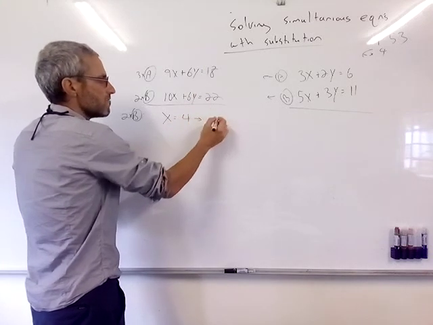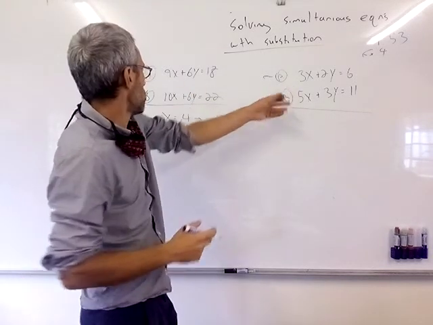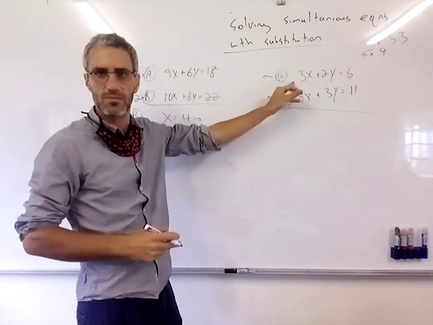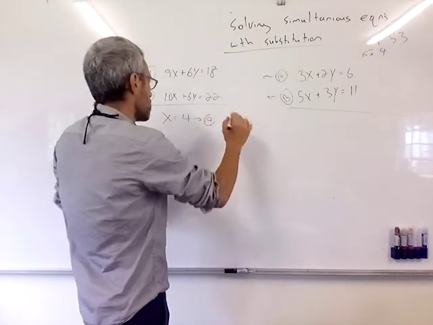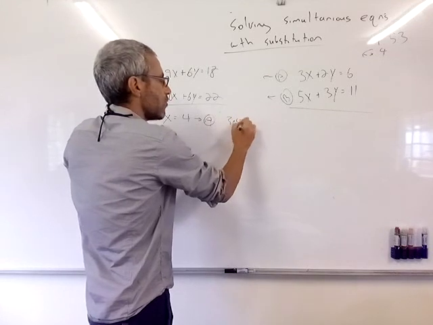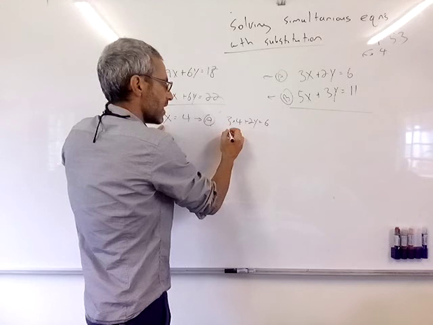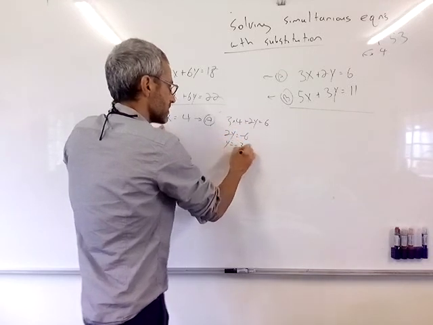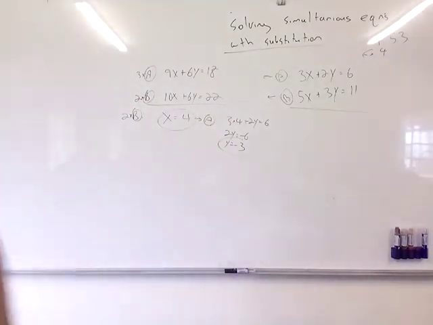That's sorted. We find y by substituting into one of the equations. You can do it in any one. I would go with the one that has the smaller x, so I will substitute it in A, but it will work either way. So 3 times 4 plus 2y equals 6. If you don't mind, I'm going to do it quickly. 2y equals minus 6, y equals minus 3, and we've solved this. I'll just pause here for a second.